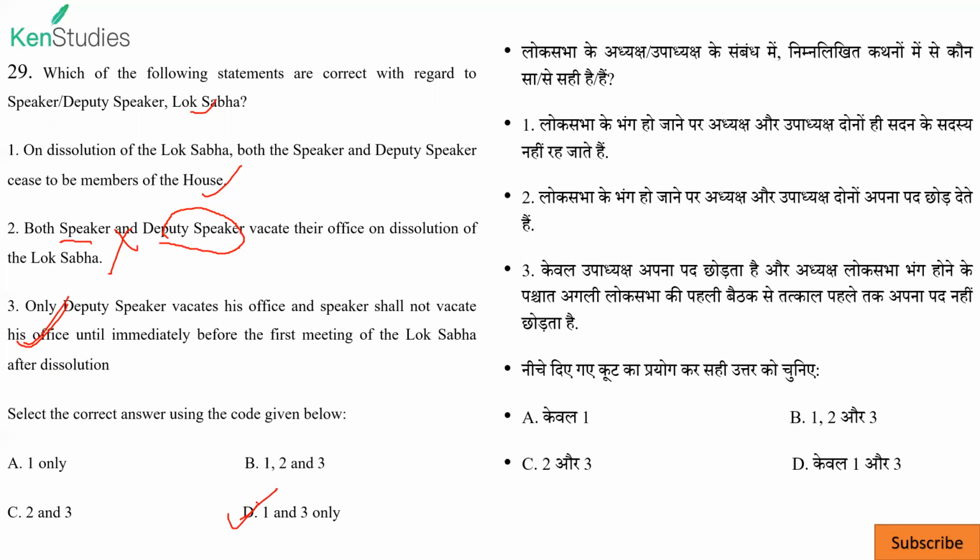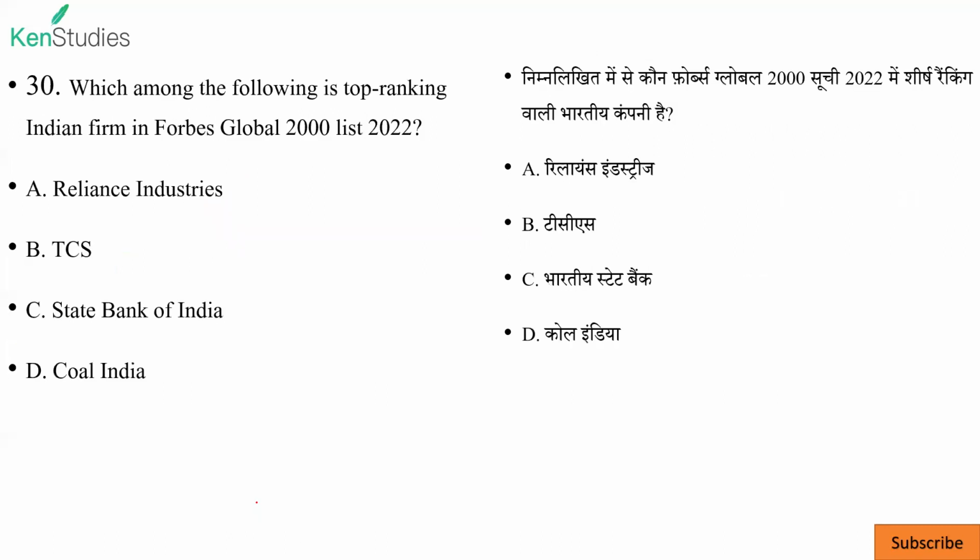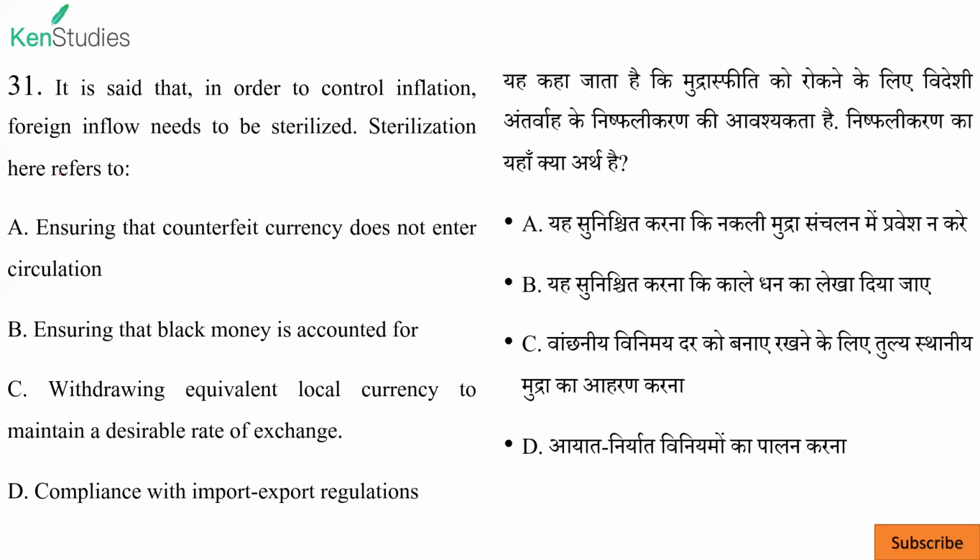Okay. Next, question number 30. Which among the following is the top ranking Indian firm in the Forbes Global 2000 list 2022? 2000 means the top 2000 companies, and 2022 means the year 2022. So it is Reliance Industries. So A is the correct answer.